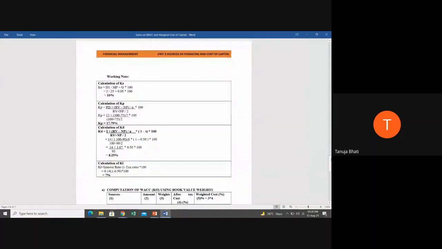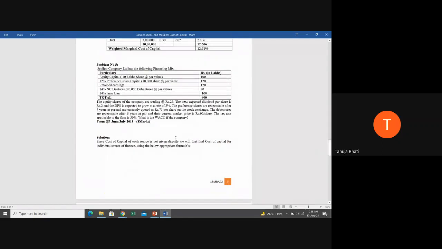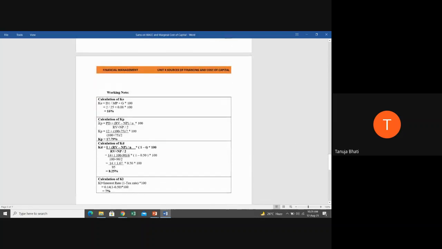So let us first find out KE. As one student rightly said, we are going to use the dividend yield plus growth method. According to that, how do you calculate KE? D1 divided by market price plus growth rate, into 100. Now, here we know that the dividend is 2, growth rate is 8%, market price is 25. We substitute these figures in the formula: 2 divided by 25 plus the growth rate, that is 0.08, into 100. You get the cost of equity capital as 16%.